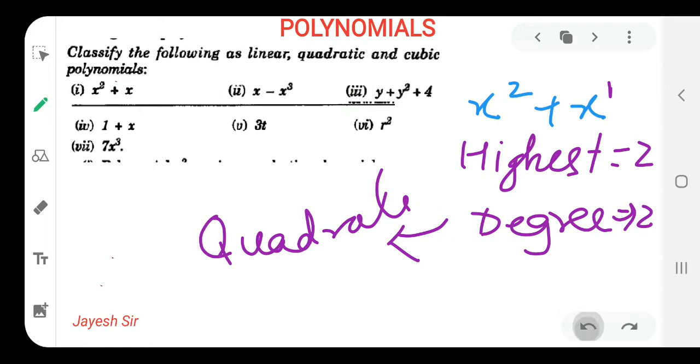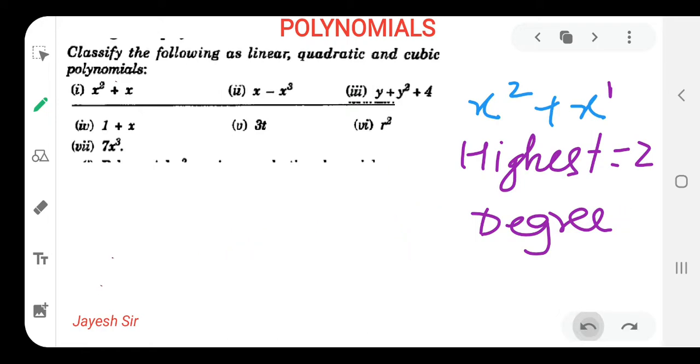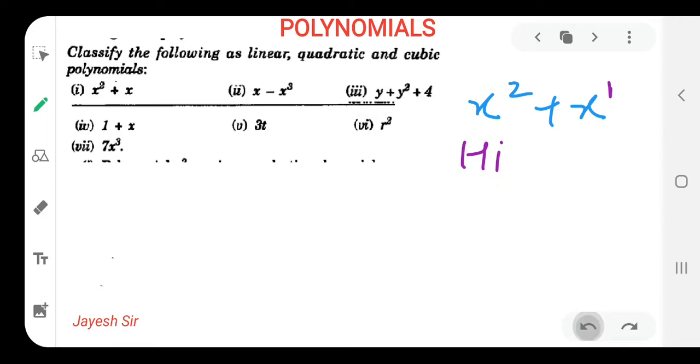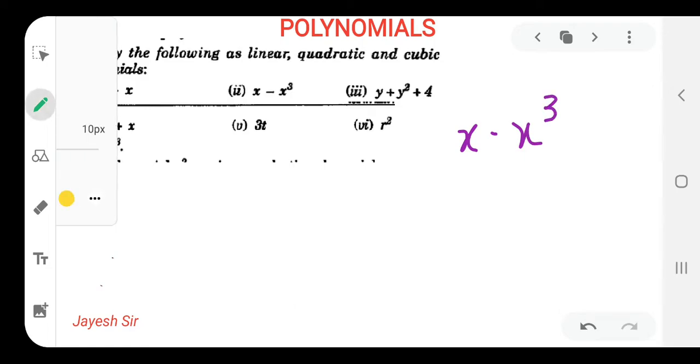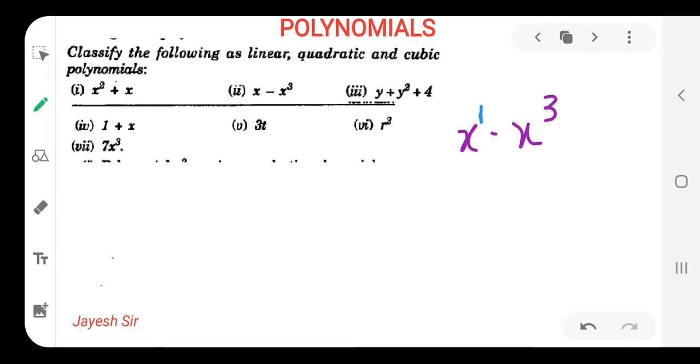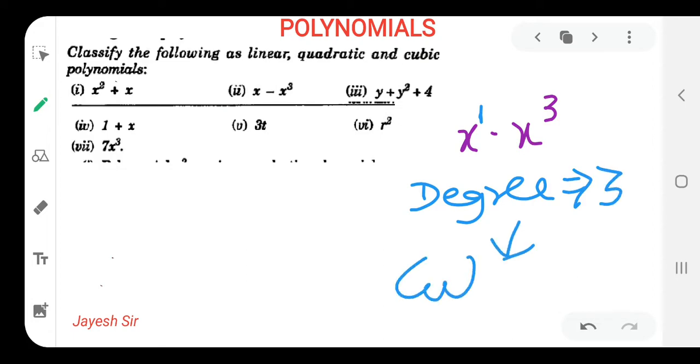I hope you all have understood. Let's move to our next sum, that is x minus x cube. Here the power of x is 1, and here it is 3. So the degree would be 3, and if the degree is 3, then it is a cubic polynomial. I hope you all have understood it properly.